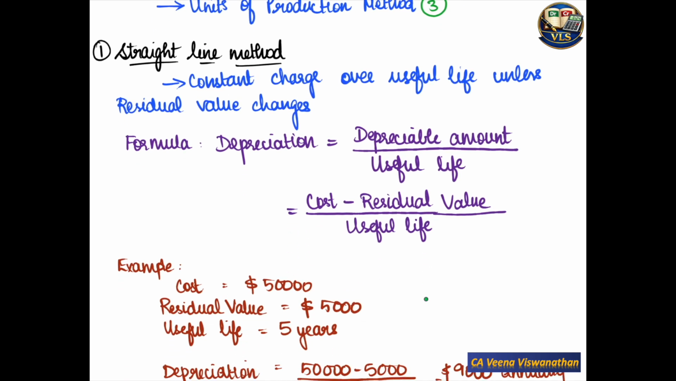What is the straight line method? In the straight line method, the depreciation charge remains constant over the useful life unless the residual value changes. As we read earlier, depreciable amount is nothing but cost minus residual value. So as long as the residual value remains the same, the depreciation amount remains constant. So the formula is depreciation equals depreciable amount divided by useful life. Depreciable amount is cost minus residual value, divided by the useful life.